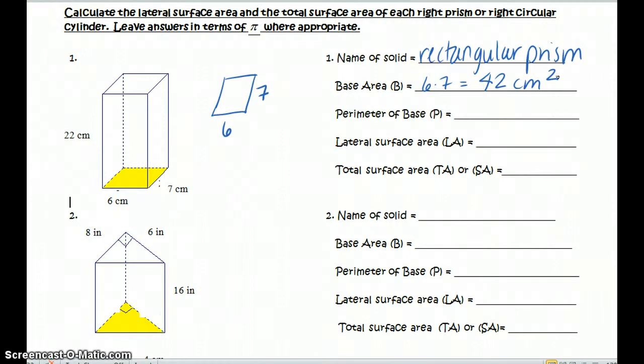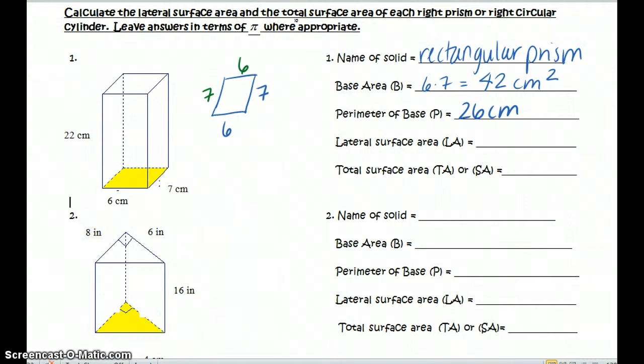Then the perimeter of the base, we have to add up all the sides. Now remember that there's 4 sides, so we have to put a 7 here and a 6 there. So if you add up all the sides, you should get 26 centimeters.